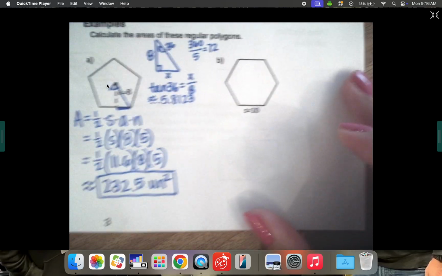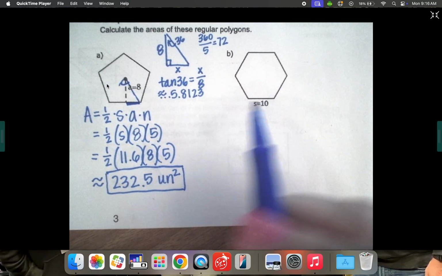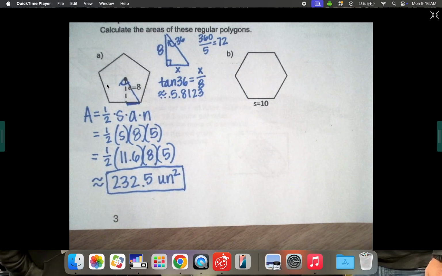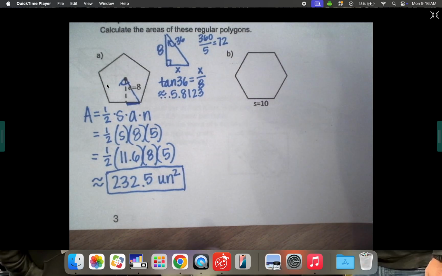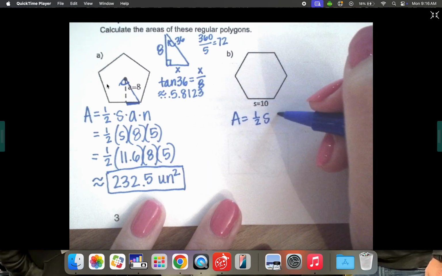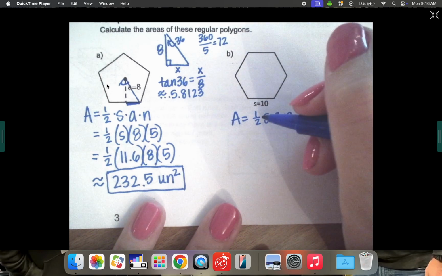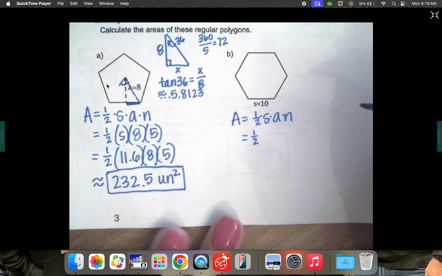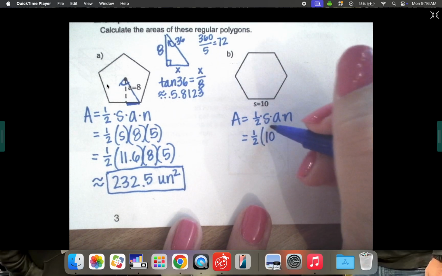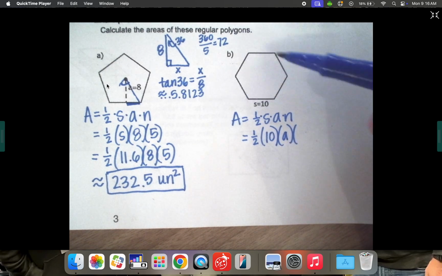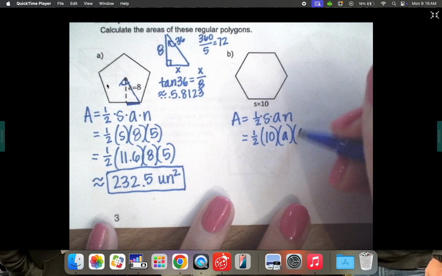All right, last one. This is an example of one where you're given the side length, but no apothem. So we're going to have to do some trig to figure that out too. Okay, so we are going to do area equals half times S times A times N. Okay, and that would be half stays half. Side length this time we know is 10. Apothem we don't know. Number of sides we can count. 1, 2, 3, 4, 5, 6.